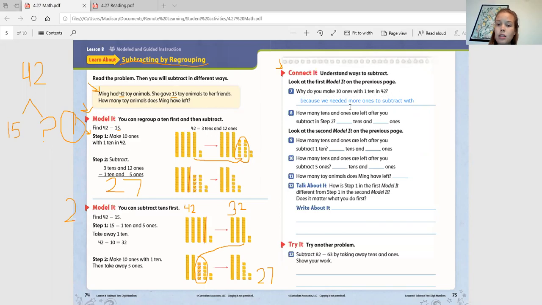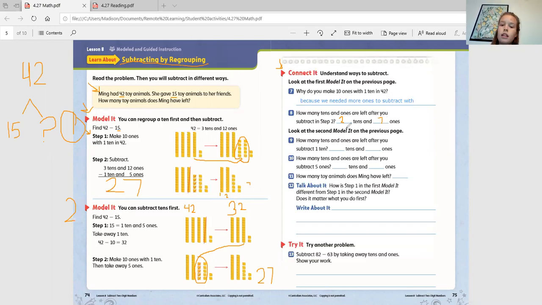And how many tens are left after you subtract in step 2? We were left with, right here, 2 tens and 7 ones, just like we'd written right here.